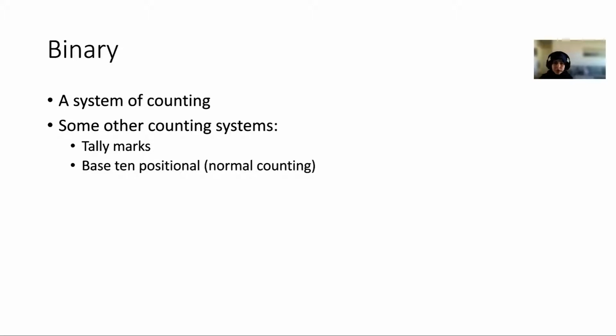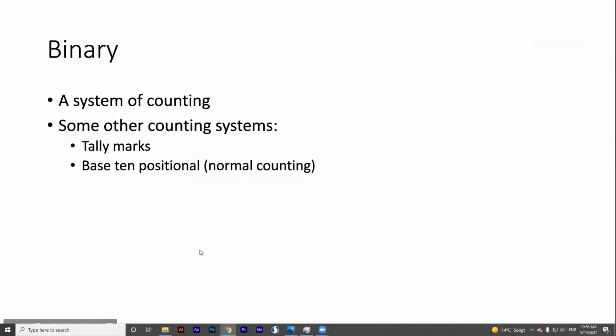Before we introduce binary, let's talk about other systems of counting that were used before the binary system. So we have here the tally mark system and base and positional. Base and positional is the usual counting we use every day, and tally marks is a historical system that was used before the numbers were invented.